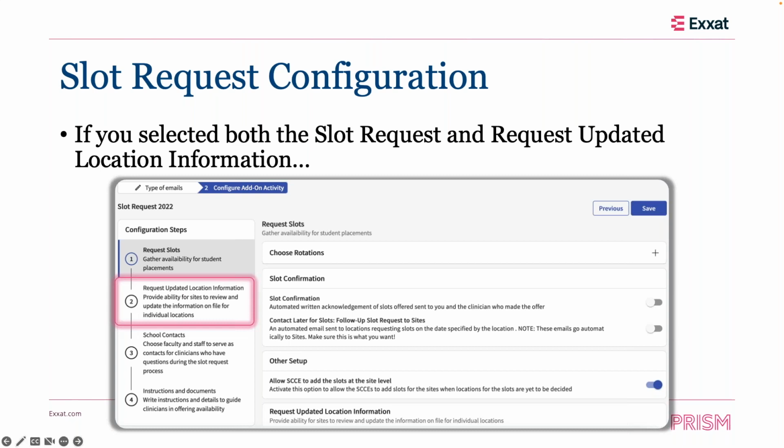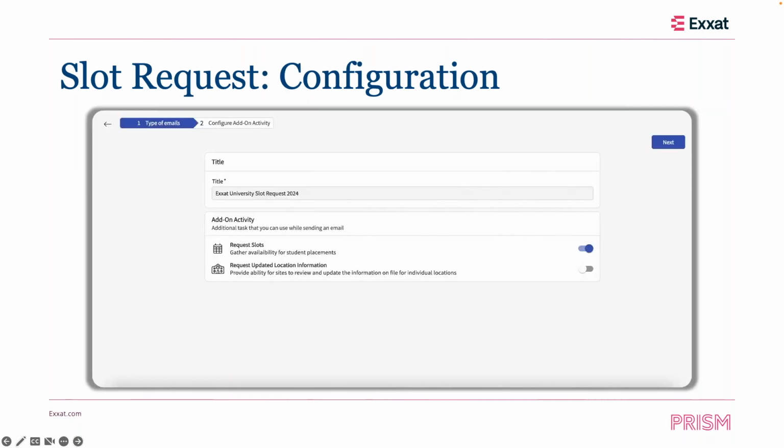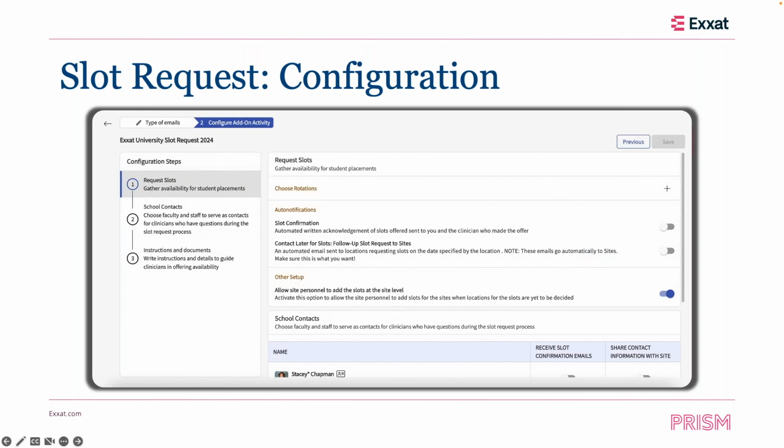All right, so let's dive into each of these different steps. Within our configuration, once we add that in there, this is what it'll look like. And so the very first thing that you'll need to do on this first step is to decide on the rotations that will be included in your slot request. It's kind of hidden here. I feel like it blends in with the screen a little bit, but you're going to see a plus icon in the top right hand side of the page.